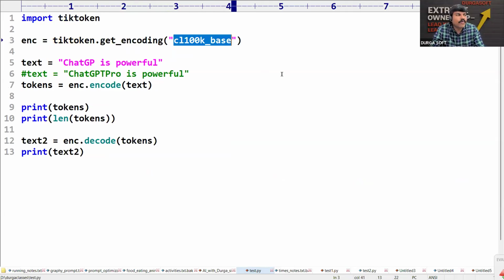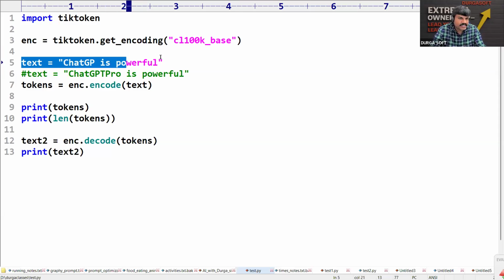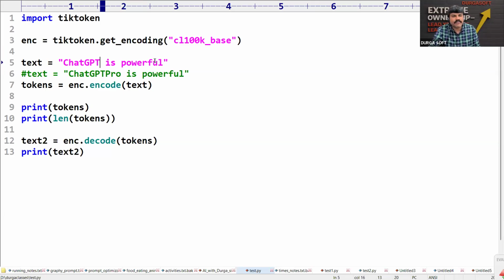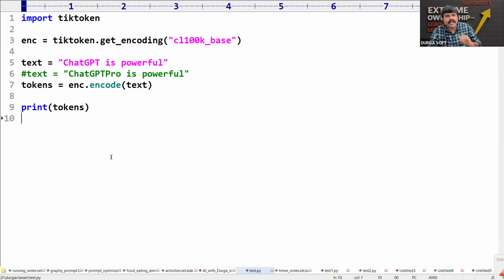Of course, this is the model I'm using. Maybe a GPT model, don't worry, any model, GPT-2 or GPT-4, some model I'm using, right? What is my input text? ChatGPT is powerful. Okay, like I'm taking. Now, can you please convert this text into tokens? Then automatically what I will get is, have a look once. This example we already covered, right?